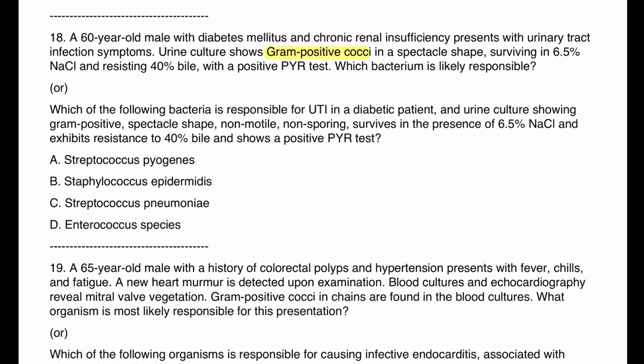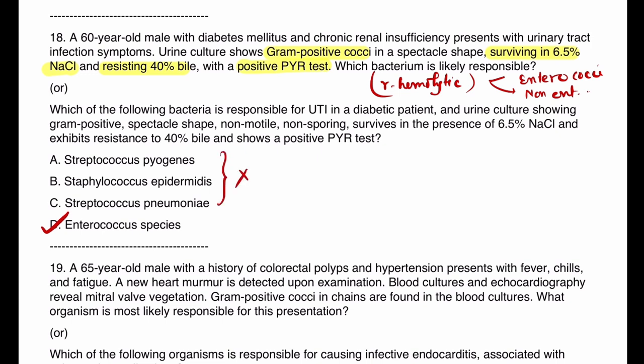Diabetic patient, renal insufficiency, and UTI. Gram-positive cocci which are spectacle shaped, surviving in 6.5% NaCl and resisting 40% bile. Positive PYR test. So this is actually something related to gamma hemolytic streptococci, which means either it is an enterococcus or a non-enterococcus. So obviously the answer to this question will be enterococcus species, because the rest are not gamma hemolytic at all. Staphylococcus is not a Streptococcus.